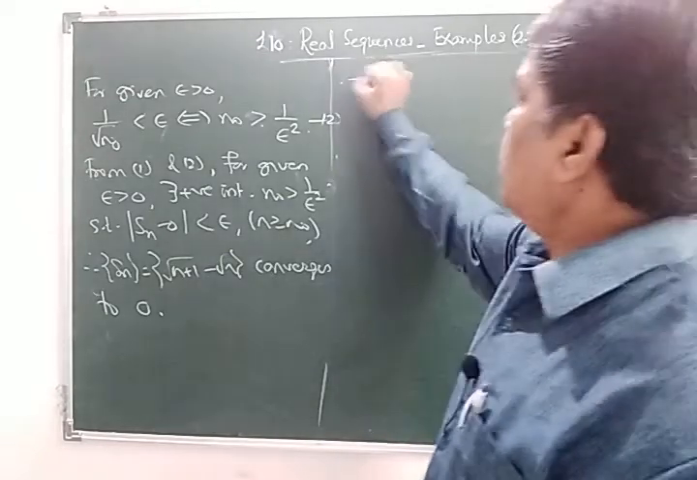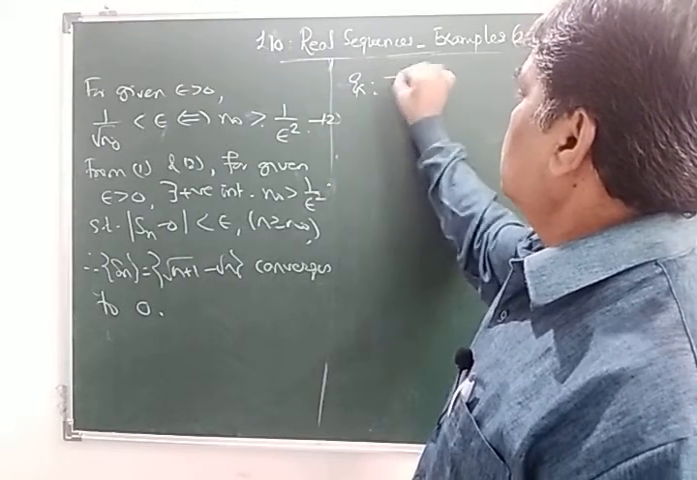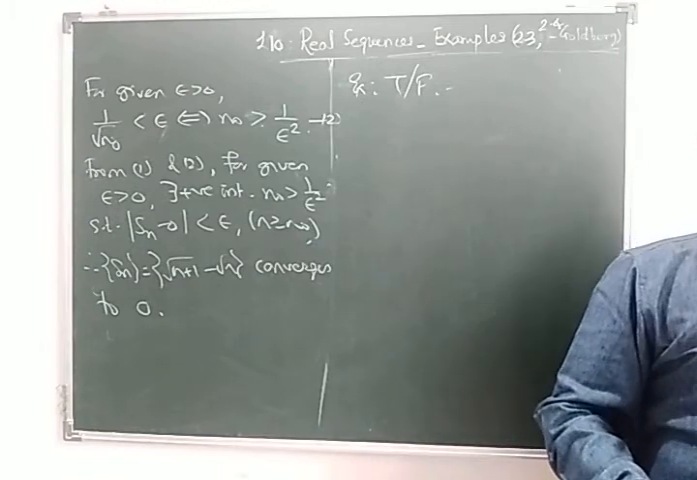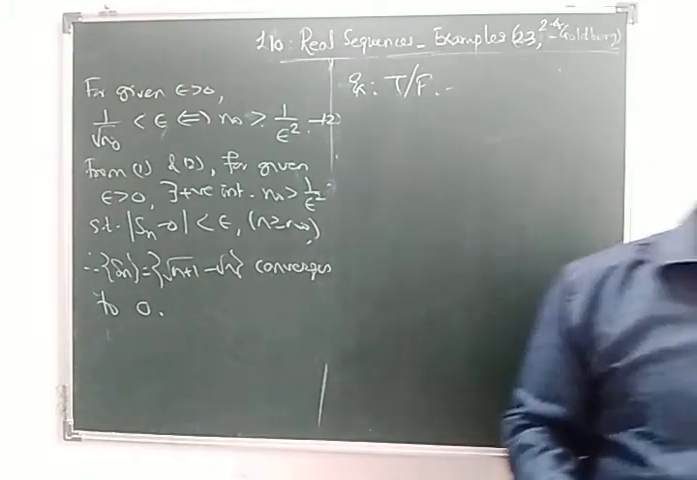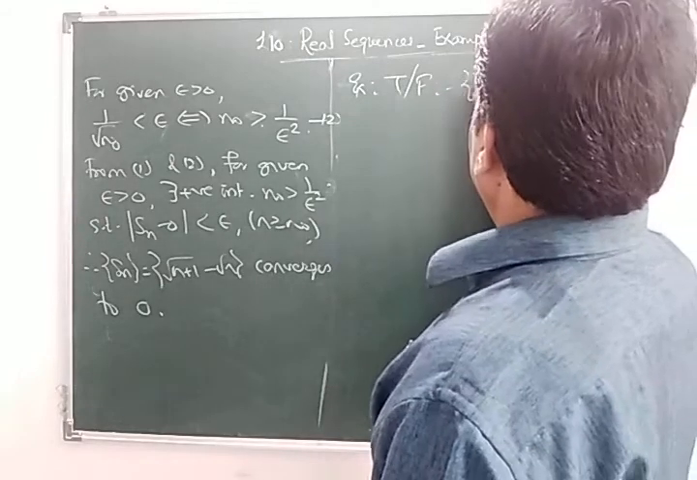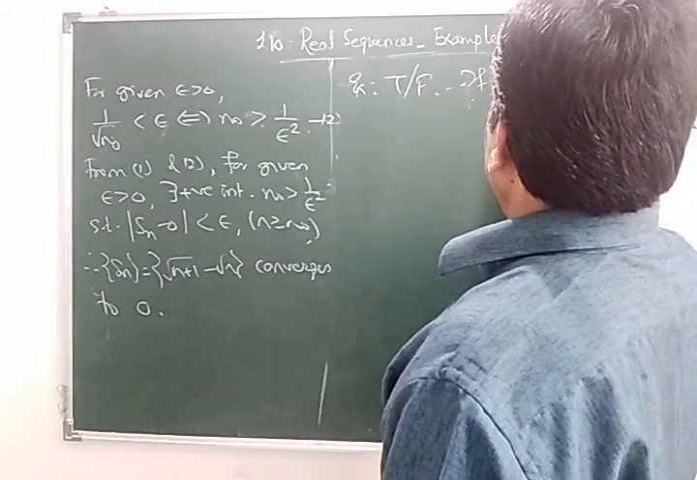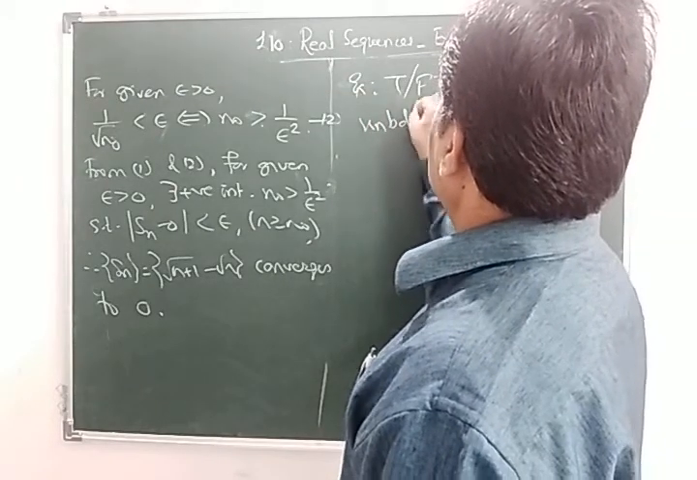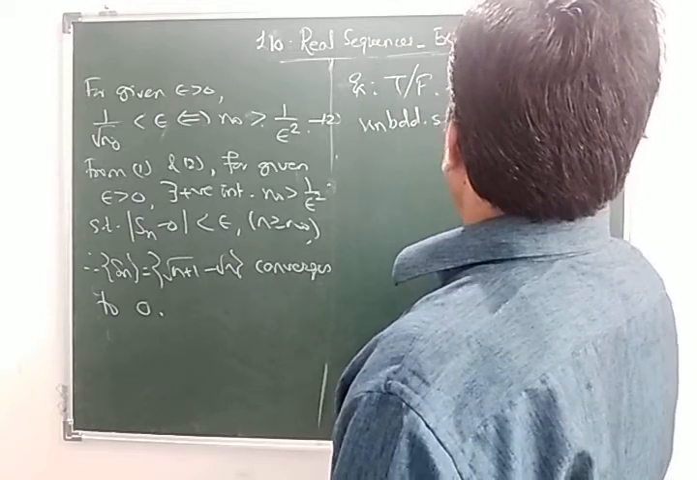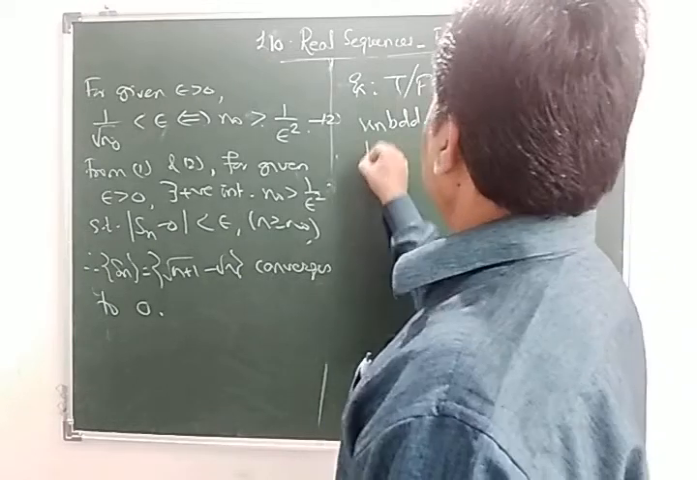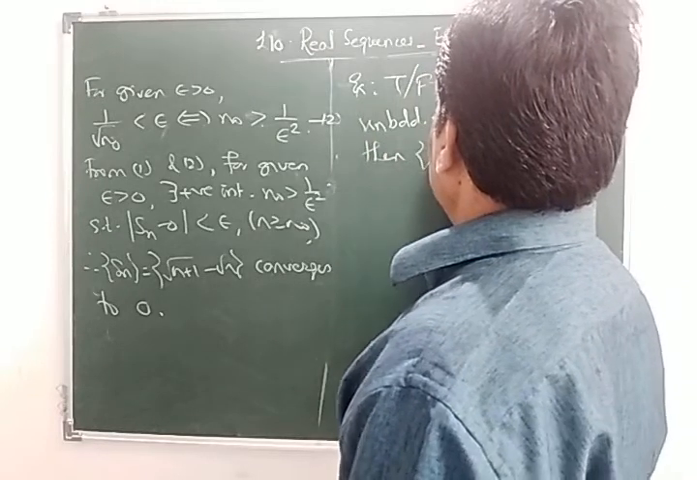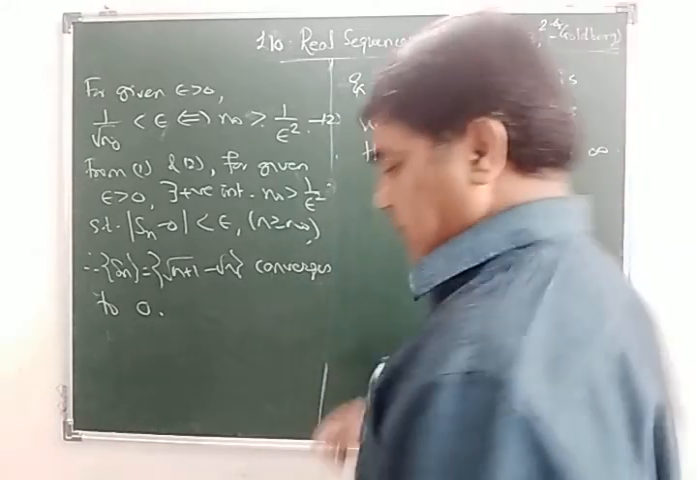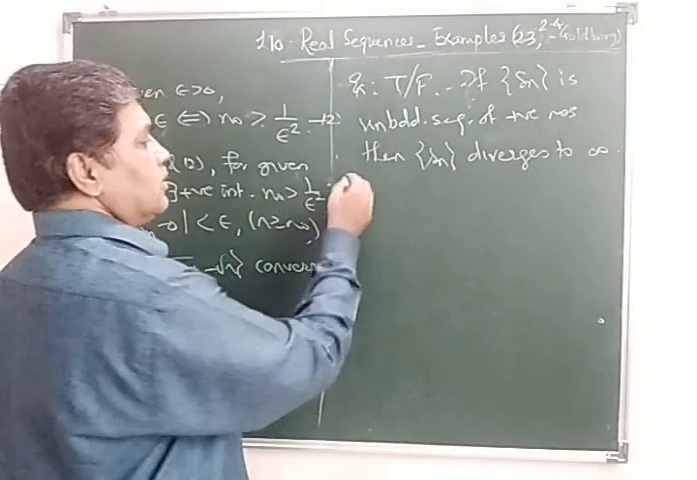Next example, true or false. If a sequence of positive numbers is not bounded, then it diverges to infinity. If Sn is an unbounded sequence of positive numbers, then Sn diverges to infinity. So this is a false statement.